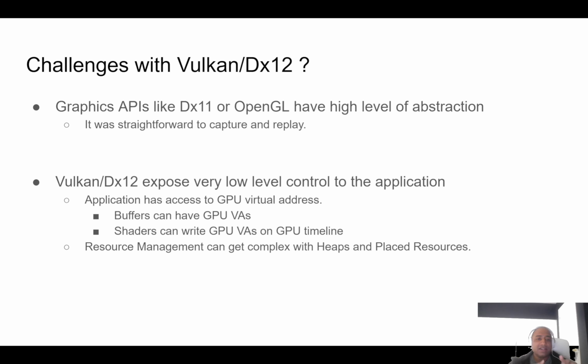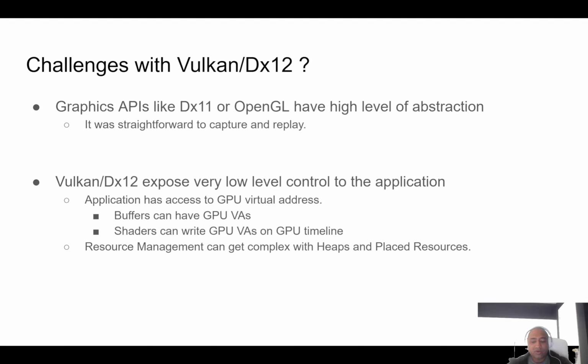But once Vulkan and DX12 came along, they exposed very low level control to the application, in the sense that the application can play with GPU virtual addresses. It can put the GPU virtual addresses in the buffers, and what is more complex is the shaders can write the GPU virtual addresses into UAV buffers, for example. And the resource management in DX12 is also pretty complex because the virtual address is separated from the physical address, and the heaps and placed resources all pose huge challenges to a capture replay tool.